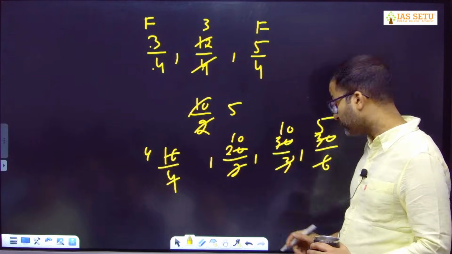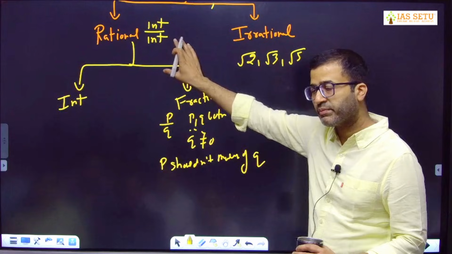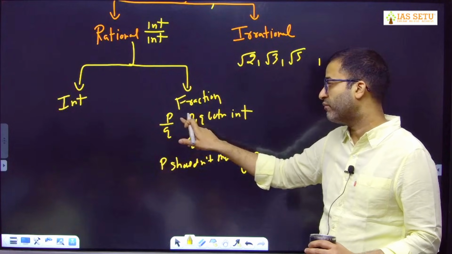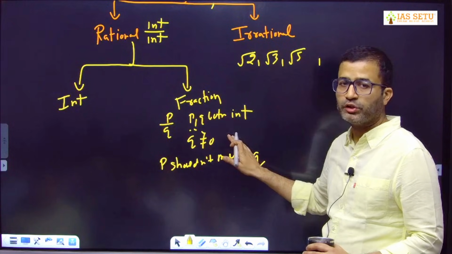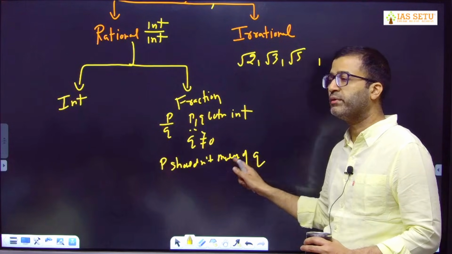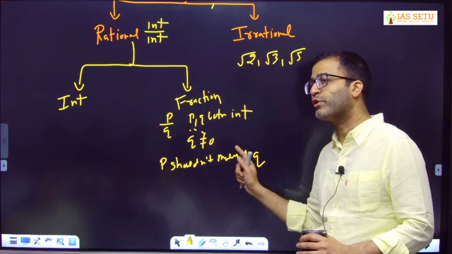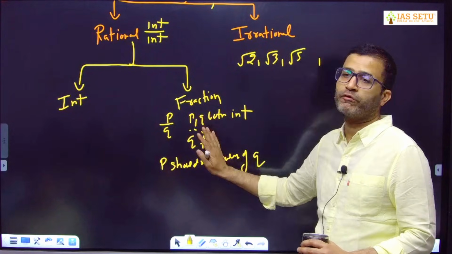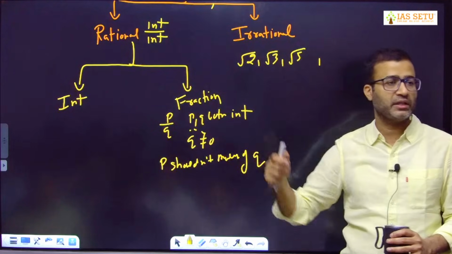So our conditions for fractions are the same as for a rational number, that it can be expressed in the form p by q, where p and q are both integers and q is not equal to 0, plus we have one extra condition that p should not be a multiple of q. Why? Because when p is a multiple of q and you simplify, it is no more a fraction. It becomes an integer, it changes its home.